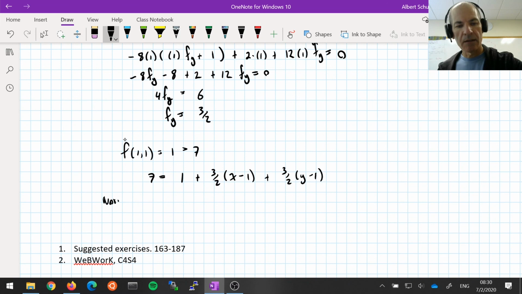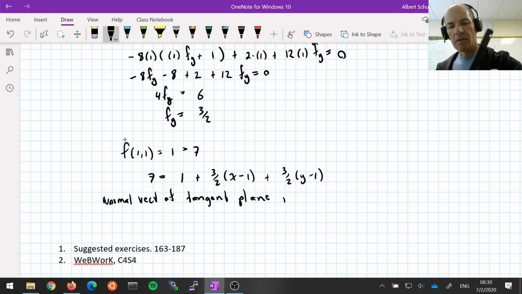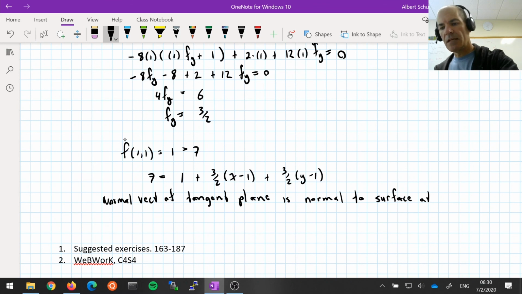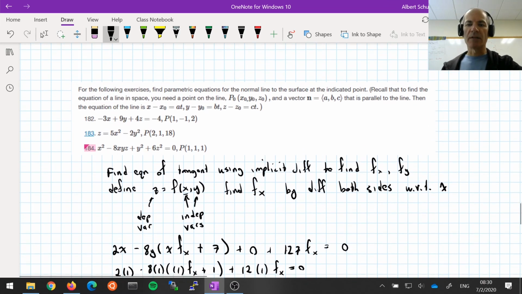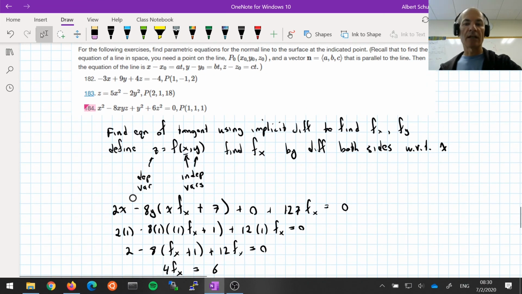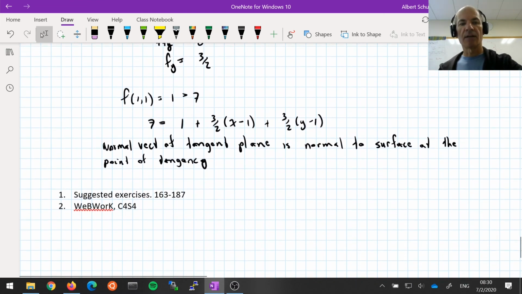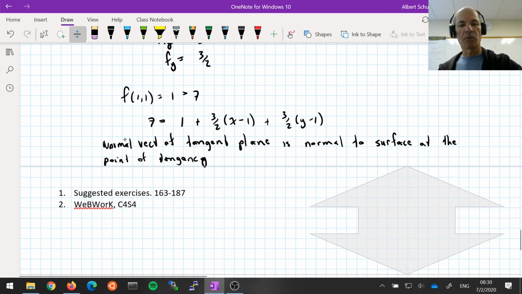The normal vector to the tangent plane is the normal vector to the surface at the point of tangency. And remember what we're being asked. It's been a while here, but we're to find the parametric equations for the normal line to the surface. So we need the direction of the normal line. That's going to be the same as the direction of the tangent plane.